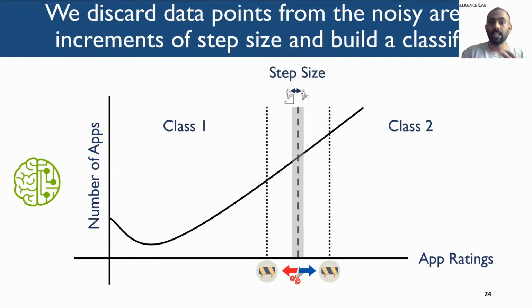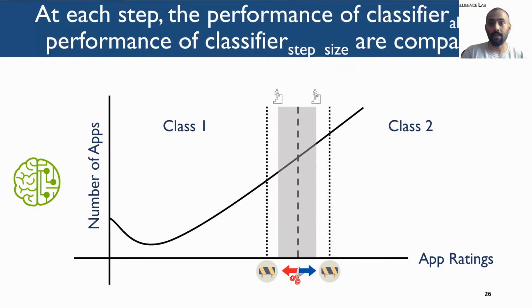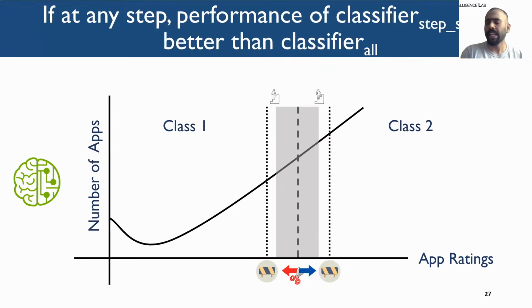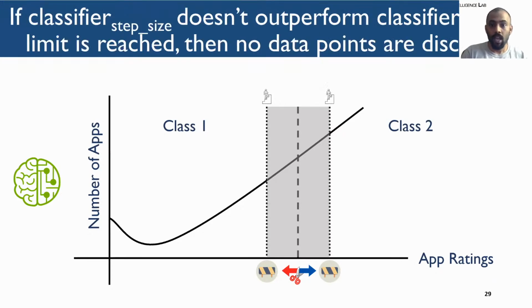And we keep doing this in increments, and at each step, we compare the performance of the classifier step size with the classifier all that was built on the whole data set. And if at any step, the performance of this classifier step size starts becoming better than the classifier trained on all the data, we discard the noise that is given by the step size. And even after going through all of the noisy area, if we don't find that classifier step size outperforms classifier all, then no data point is discarded.